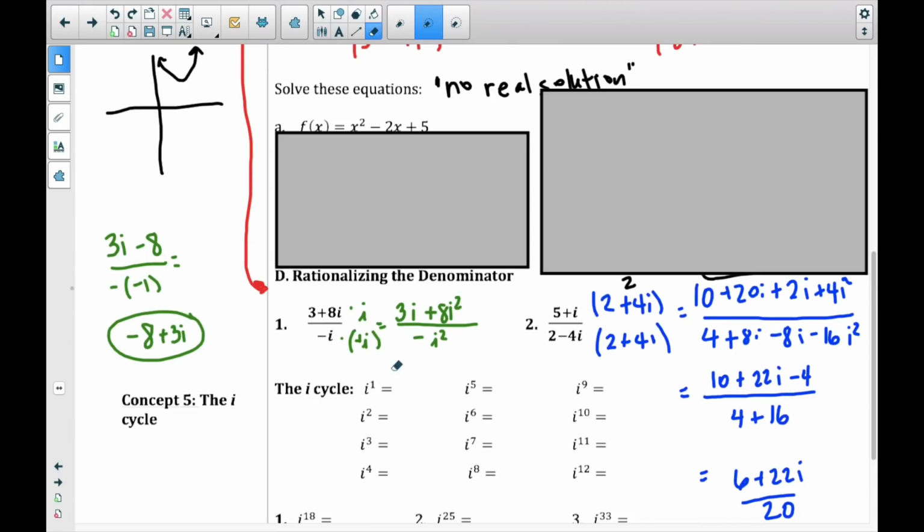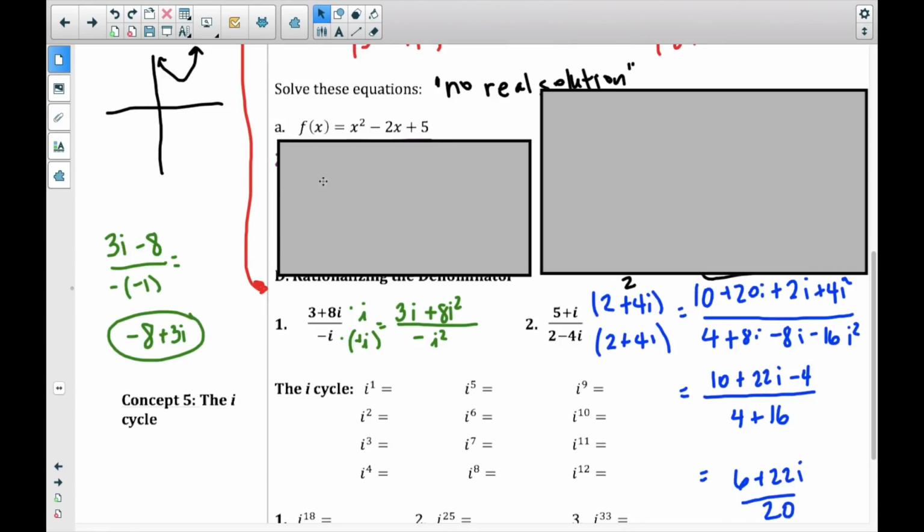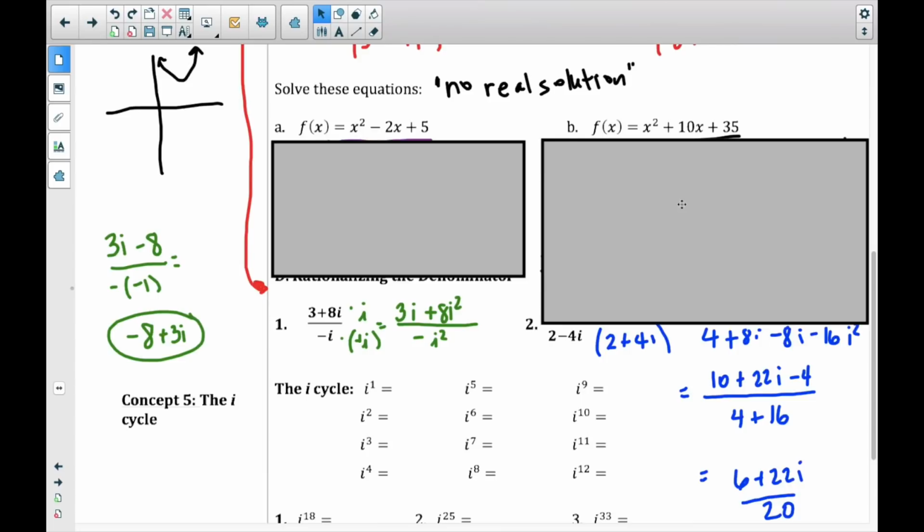Okay, now that we've talked about rationalizing denominators, we're ready to take a look at some of these problems. And these are solving some equations. As we look at these two, you should notice that the discriminant would be negative. So a couple things. First of all, I would think, okay, can I factor this? I'm looking at my 5 and my 2. There's no way. I cannot factor that. A 5 and a negative 2, that's just not going to work. And if I can't factor it, my only other option is to do the quadratic formula.